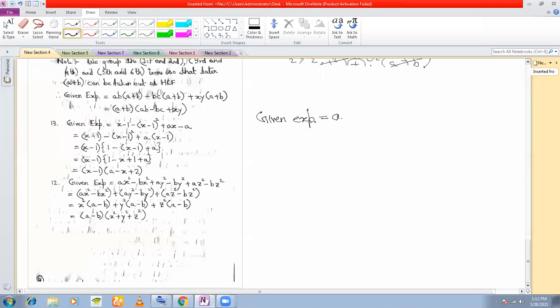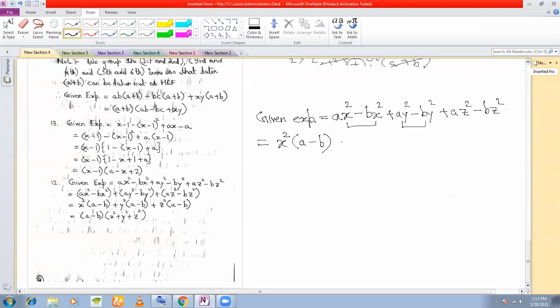So here the given expression is ax square minus bx square plus ay square minus by square plus az square minus bz square. Try grouping the first two. It can be done because I see x square is in both. So I'll group them together and take x square common from these two. If I take x square common from these two, what am I left with? a minus b only.